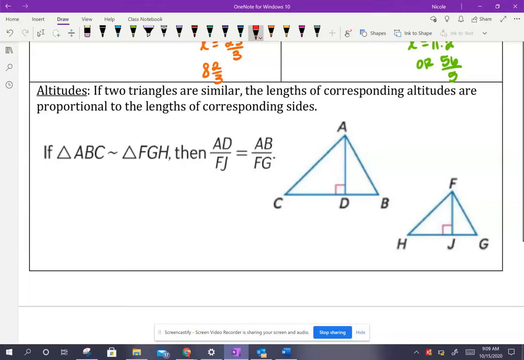Now, if you have an altitude, altitudes of two similar triangles, the lengths of the corresponding altitudes are proportional to the lengths of the corresponding sides. So similar to our angle bisector, the corresponding pieces are going to match up to each other, and we set up a proportion and solve for x.